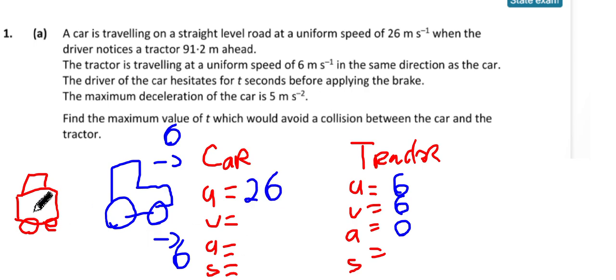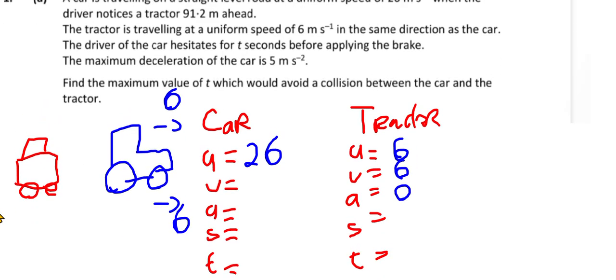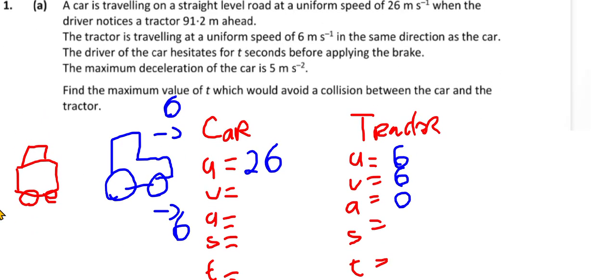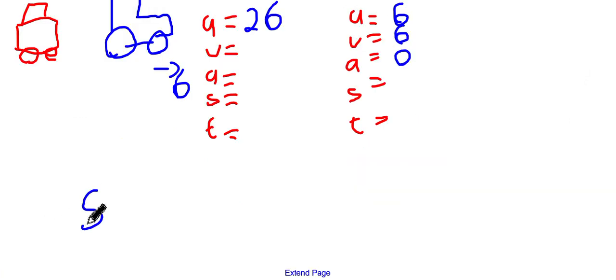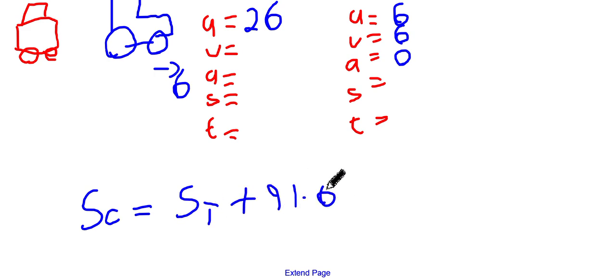Okay, so I think what I'm going to do is, would you all agree they have to avoid collision? So to avoid collision, the distance covered by the car is the distance covered by the tractor plus 91.2. Agreed? We all happy with that setup?